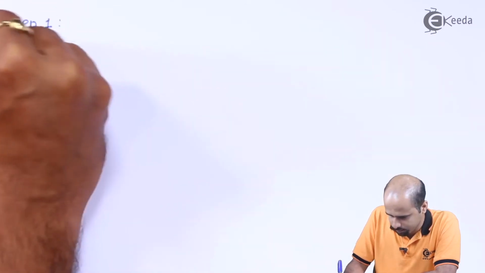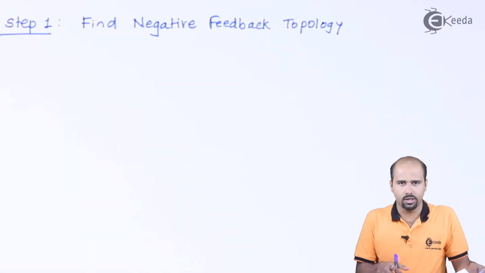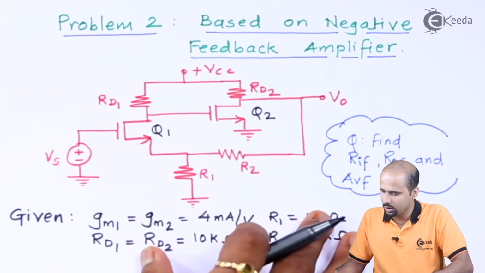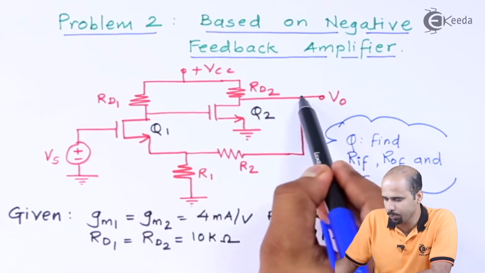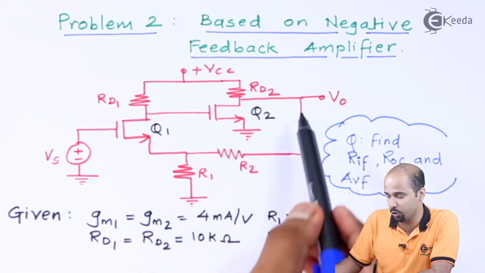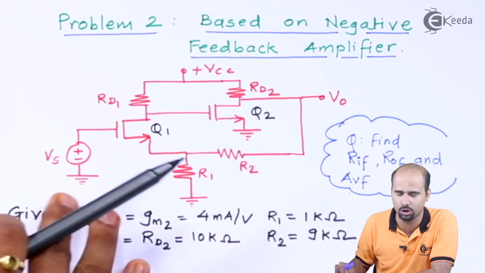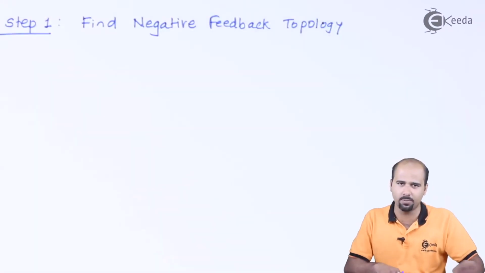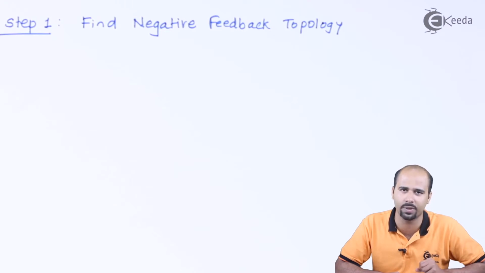Step number 1, we have to find the negative feedback topology. For that we have to analyze this circuit, not mathematically but logically. The output voltage is sampled, as I said, which means the sampling is of the type voltage. If the sampling is of the type voltage, then obviously the circuit at the output side, between the feedback and the forward loop gain amplifier, is a shunt circuit.